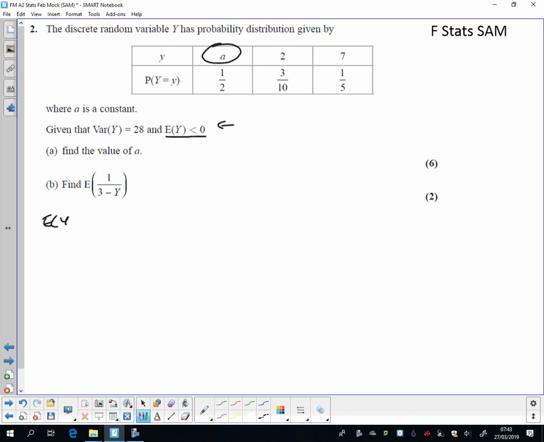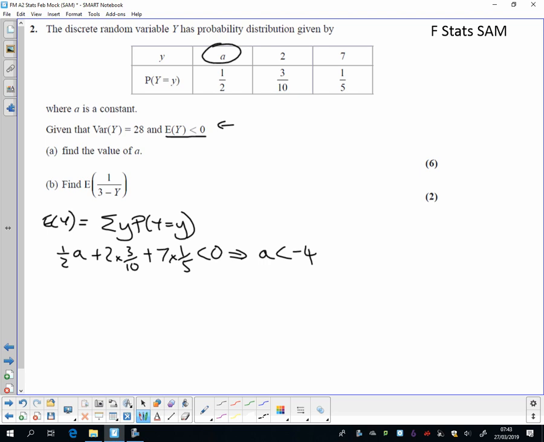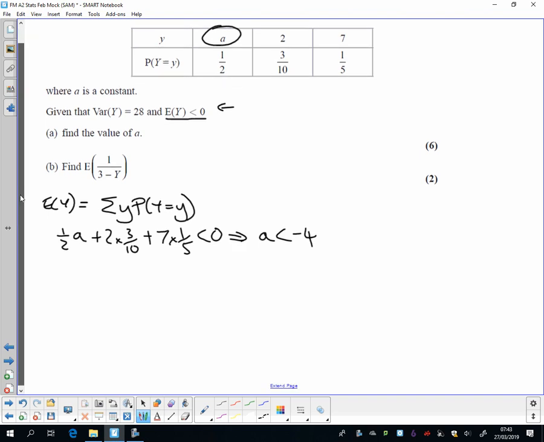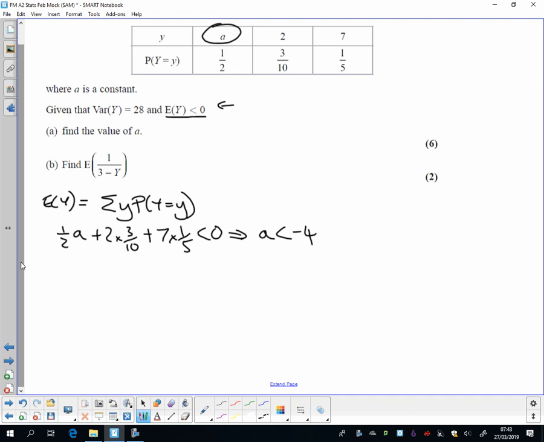To work out the expected value of y, you do your y values times the probability y equals y and add them up, so the sum of that. So that's a half times a plus 2 times 3 over 10 plus 7 times a fifth is less than 0, which leads you to the fact a is less than negative 4. But you'll see later you don't actually need to do that, because you can work out logically what a is anyway, but we'll come back to that.